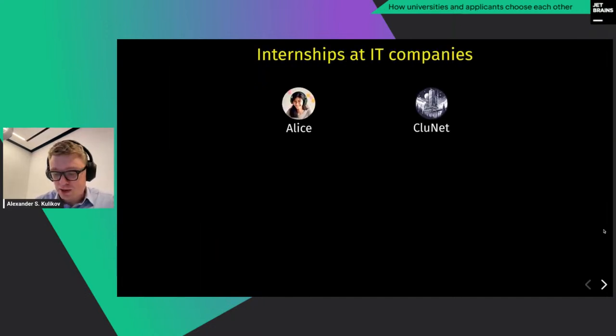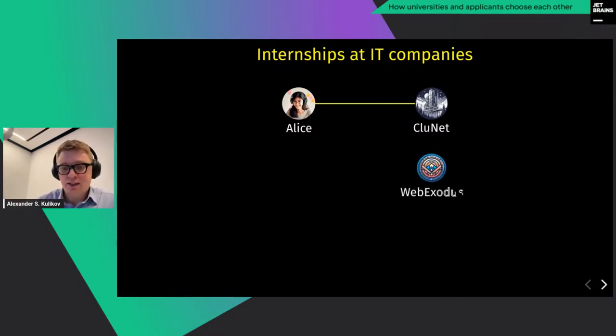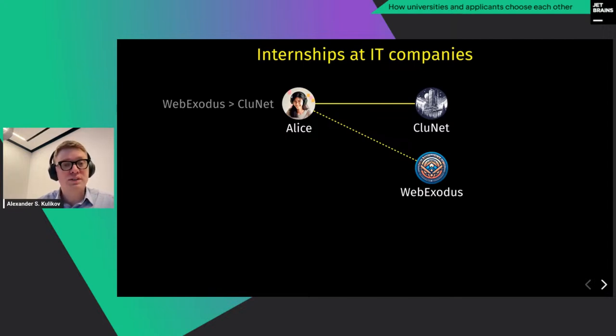And let me motivate it by the following real life scenario. So imagine a student whose name is Alice, and assume that she is going to do an internship at an IT company, which is called Clunet. But then the next day, assume that there is another company, which is called Web Exodus, that also suggests Alice to do an internship with them. And then Alice finds herself in a situation where she actually likes the Web Exodus company more than the Clunet company. So she decides to go with Web Exodus instead of doing an internship at Clunet.